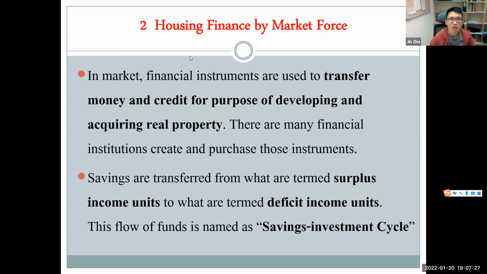Okay, so in markets, financial instruments are used to transfer money and credit for the purpose of developing and acquiring real property. There are many financial institutions that create and purchase those instruments. So now we will discuss two important concepts. One is surplus income units and the other is deficit income units. In the housing finance market, savings are transferred from surplus income units to deficit income units. This flow of funds is named the saving-investment cycle.